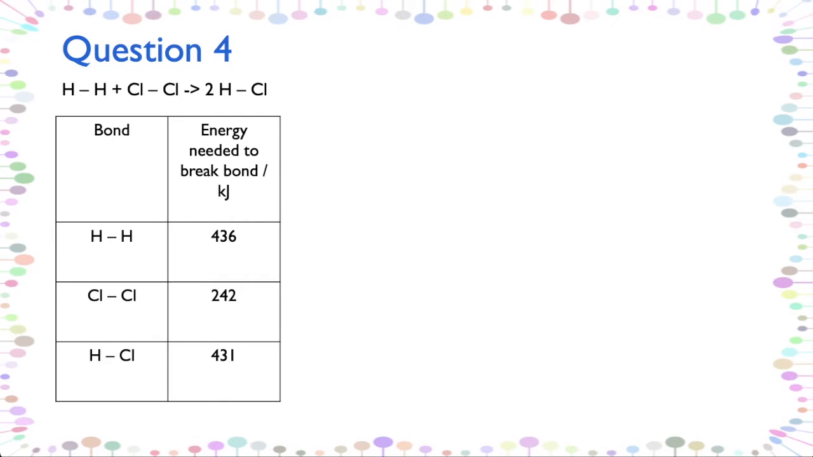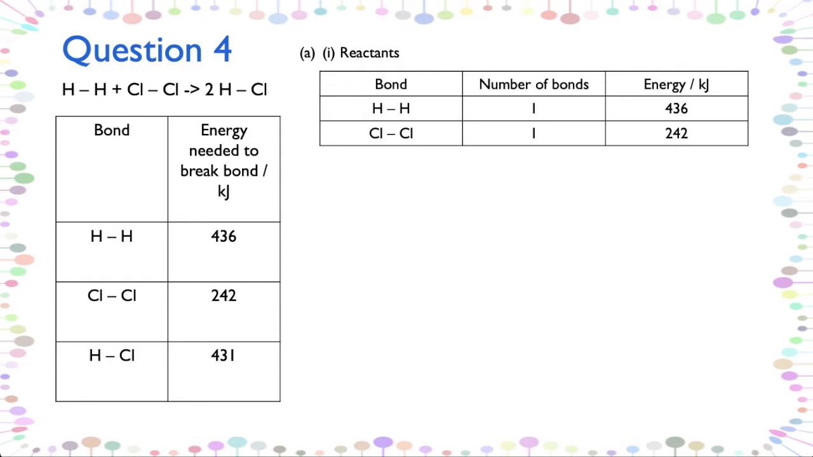in. Question 4 is kind of exactly the same as the last question, but with a different reaction. So question AI was about finding the relative energy needed to break all the bonds in the reactants. So for this, I always like to make a table. So in the reactants, you can see we have 1 hydrogen-hydrogen bond and 1 chlorine-chlorine bond. So if you add these up, 436 plus 242, this gives us an energy of 678 kilojoules needed to break all the bonds in the reactants.